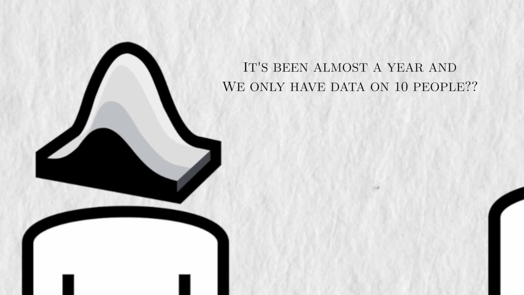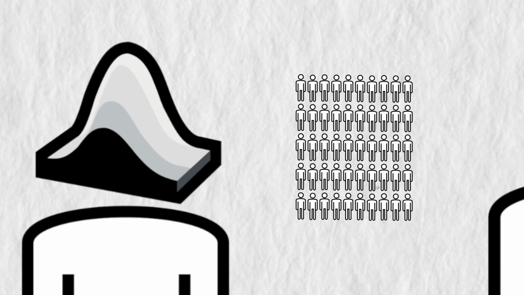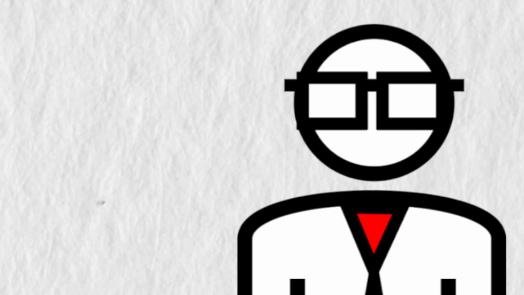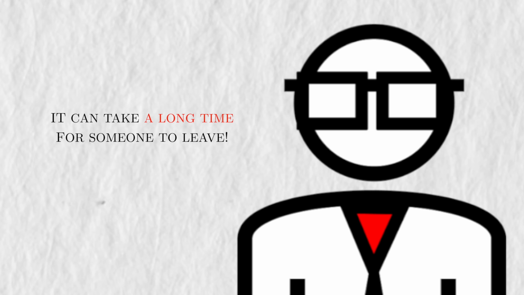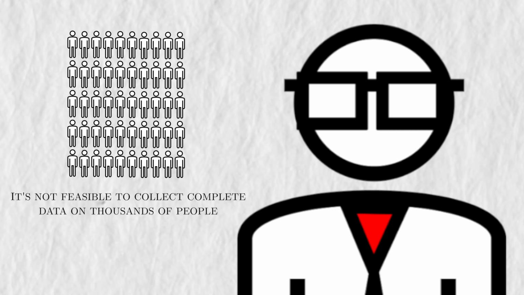Roger, it's been almost a year and we only have data on 10 people? Kinda Normal has thousands of users. We're gonna need a lot more data than that. Right, I see you and I hear you, boss, but it can take a long time for someone to leave. One person in the data stayed for over 11 months and I didn't want to lose their data. It's just not feasible to collect complete data for thousands of people.